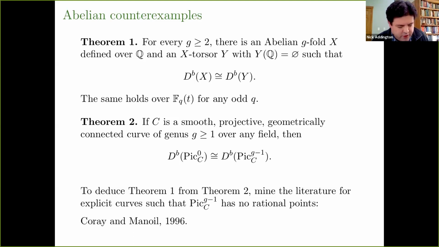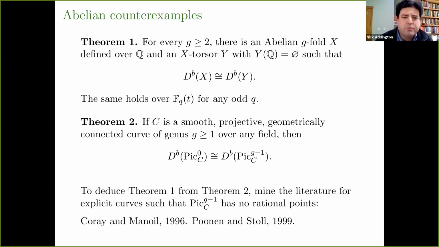So the curves over Q we get from a paper of Correa and Manuel, and it's a beautifully explicit curve. It's like y squared equals 605 million x to the 6 plus 18x squared minus, you know, they really write it down, and it's great. And for the function field case, we get it from a paper of Poonen and Stoll.